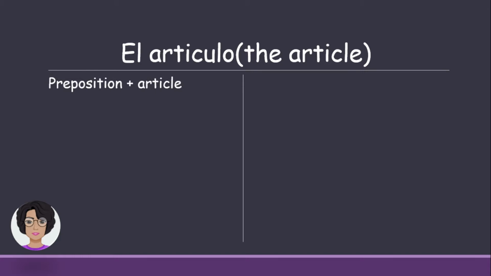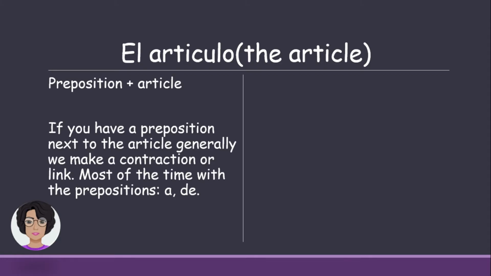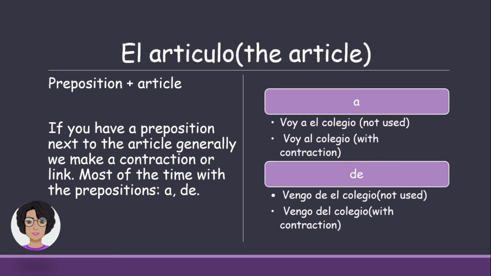Then we have prepositions next to the article. And let me teach you how you can use that. If you have a preposition next to the article, generally we make a contraction or a link. Most of the time with the prepositions a or de. For example, if you want to say that you're going to school in Spanish, you would say voy al colegio.